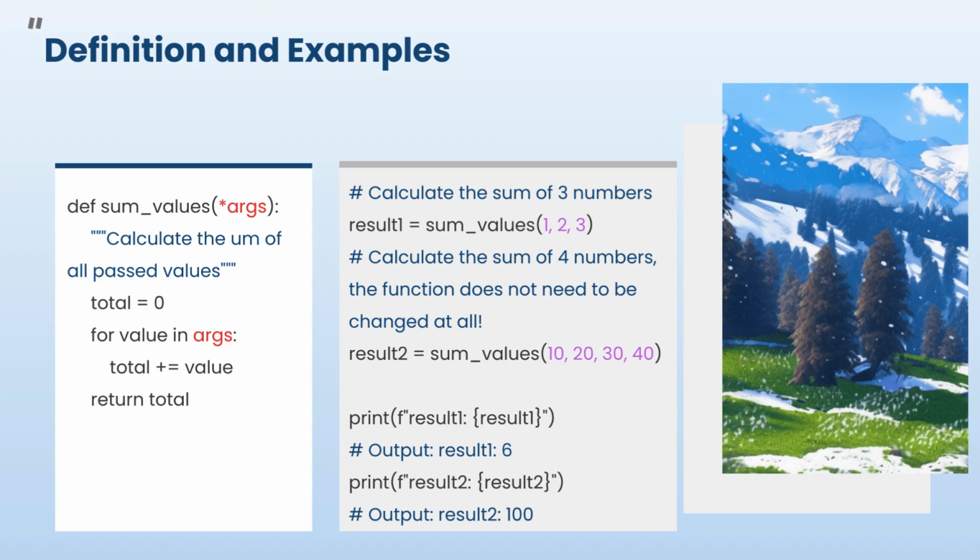Key points. The key points of this code are: the function definition uses asterisk arguments, which means the function can accept any number of positional arguments. All the passed arguments are automatically packed into a tuple and stored in arguments. We use a for loop to iterate through the tuple, summing up each value, and finally return the result. From the 2 examples of calling the function, regardless of whether the number of numbers to sum is 3 or 4, the sum_values function itself doesn't need to be modified, just pass the arguments in.